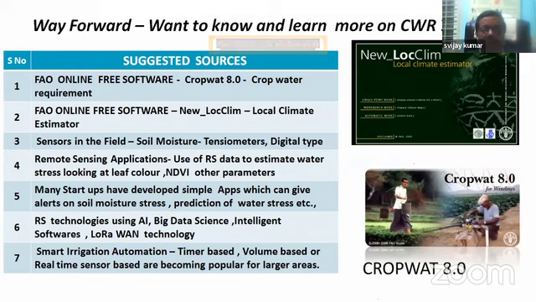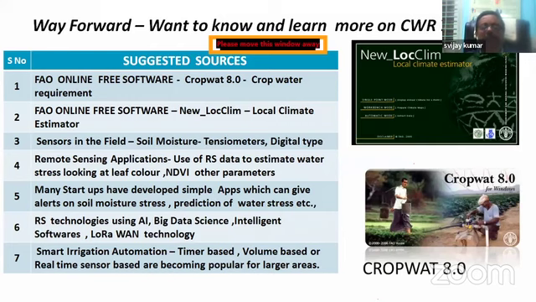So you can have it wireless. You don't even need to be at that place. You can have your farm 100 miles away, and you can be sitting over here and having the entire thing with a SCADA control. So smart irrigation is becoming very, very popular. In smart irrigation, we have the timer based, the volume based, and real-time sensor based. These are all becoming very popular.